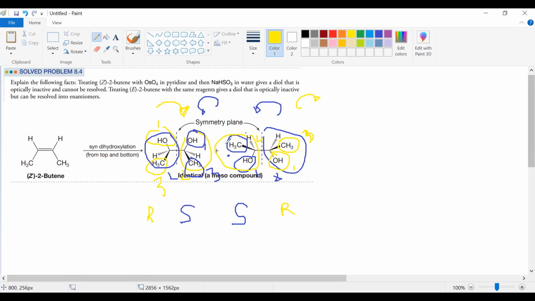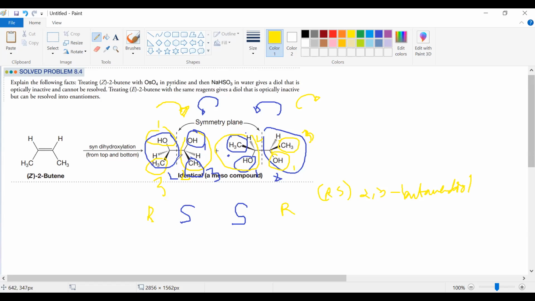Okay, so what is the name of this? 1, 2, 3, 4. You have butane and 2, 3. You have 2, 3 butane diol, right? And if you start counting from here, from this one, 1, 2, you have your RS. 2, 3 butane diol.